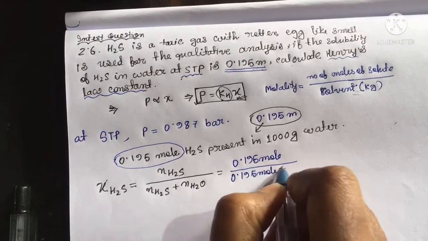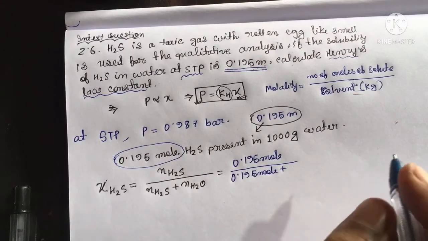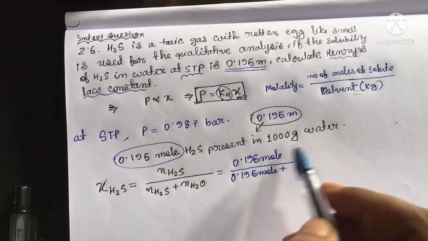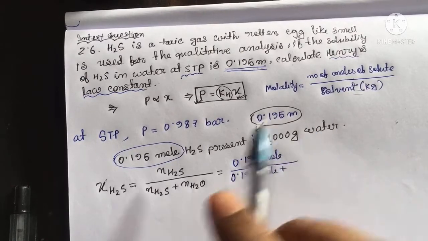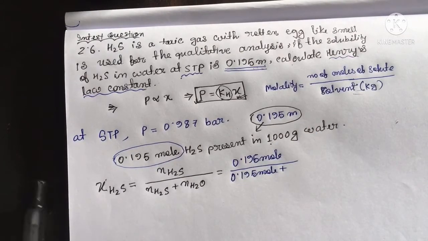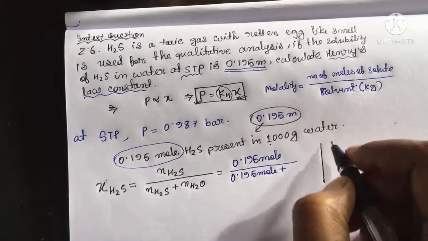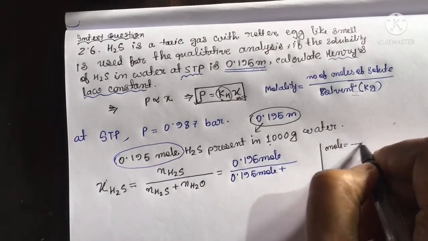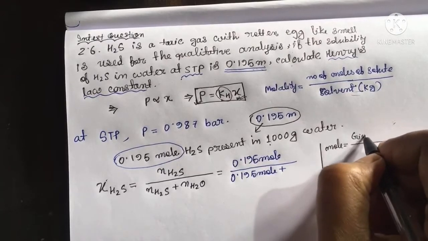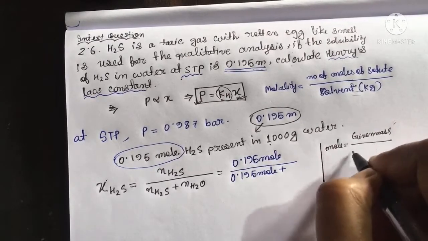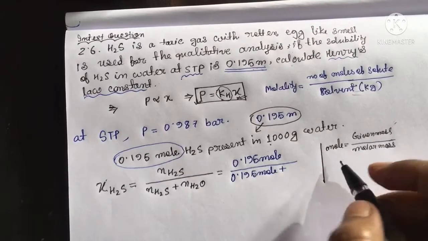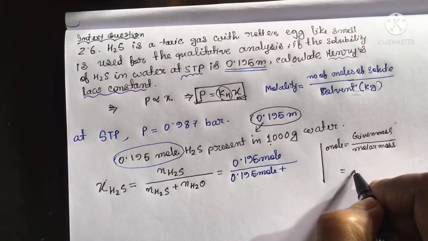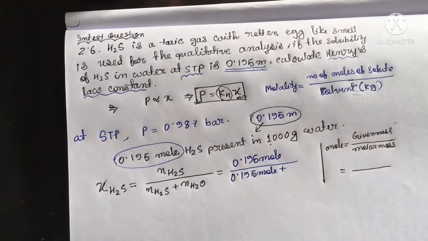And what about the mole of H2O? Please remember that I already taught in my previous videos that if the water mass is 1000 gram, then how can we calculate the number of moles? We know that number of moles equals given mass by molar mass. I already taught these things in my previous video. If you haven't watched this video yet, please go and check it, otherwise it will be very difficult for you to understand.